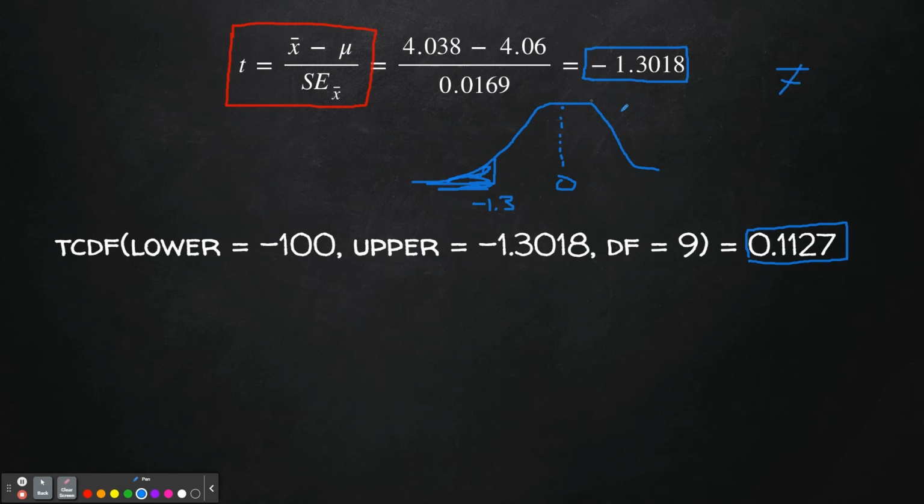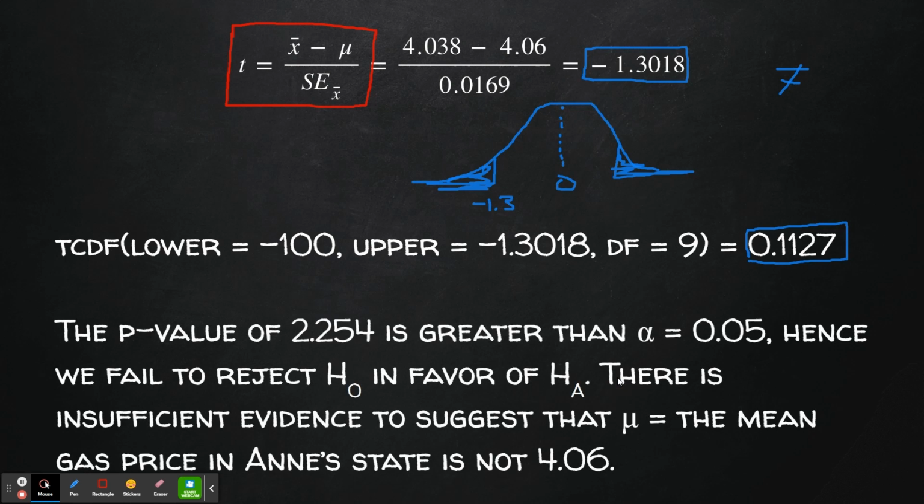However, you'll recall that our alternative hypothesis was a not equals to. That means that we have to mirror that area to the right as well. So we're going to double this value to get our final p-value. So our p-value is going to be, that should be 0.2254. My apologies. 0.2254 is greater than alpha of 5%.